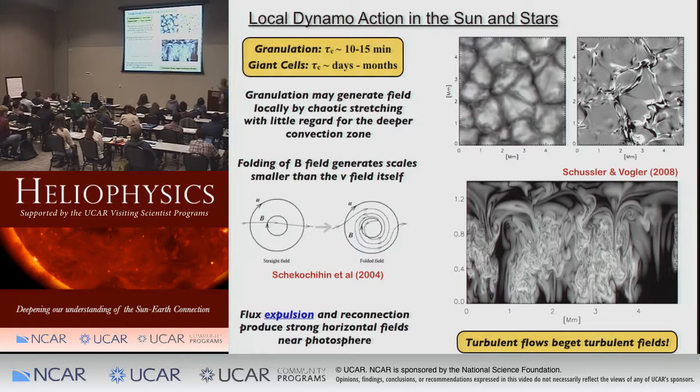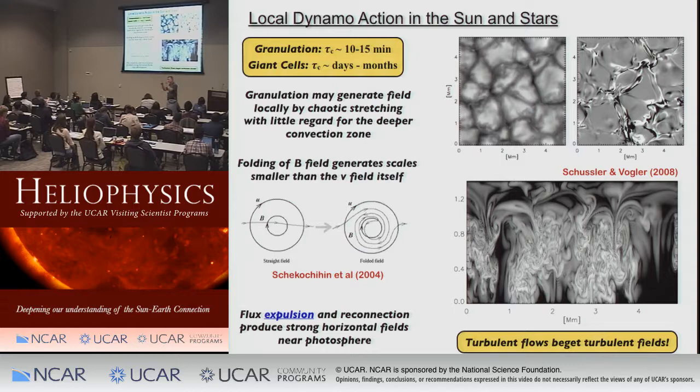So this gives rise to the idea of local dynamo action in the sun and stars. Here, granulation has a time scale of 10 to 15 minutes. Giant cells have time scales of days to months. So if you're in a granulation cell overturning on a time scale of 10 or 15 minutes, you don't care what the giant cells are doing.